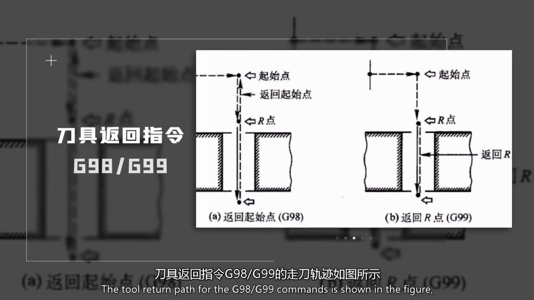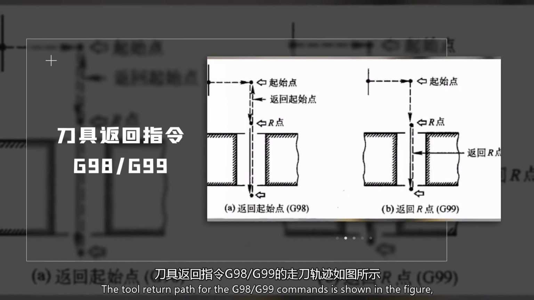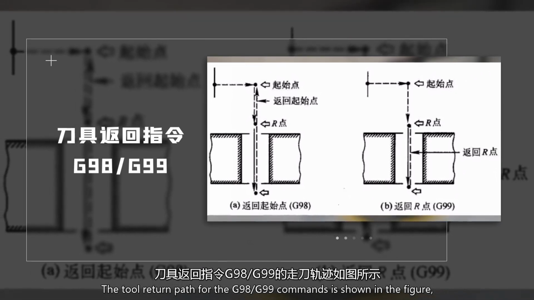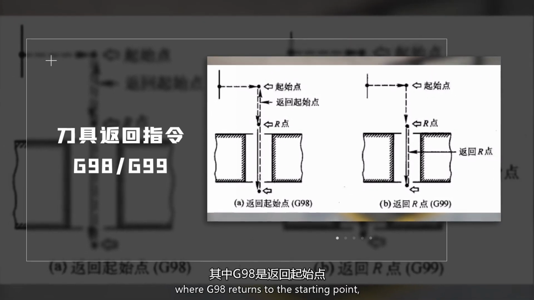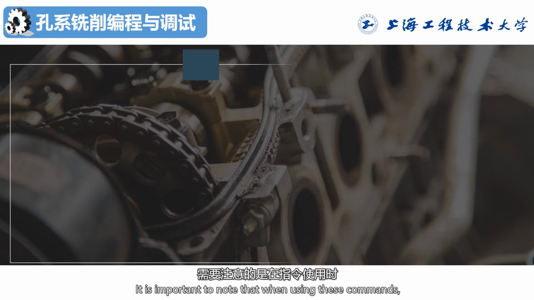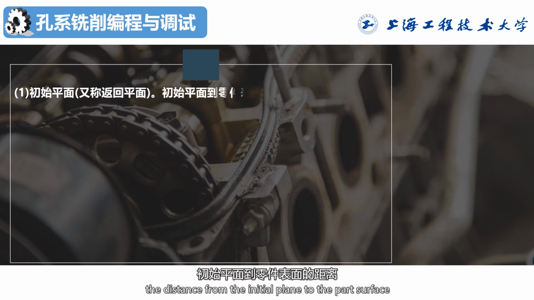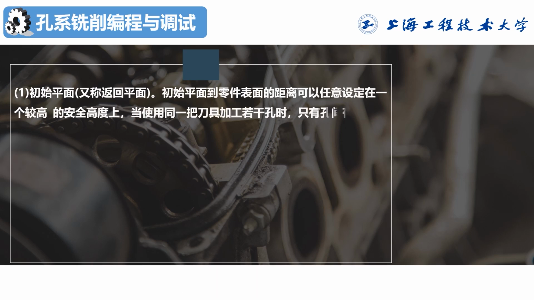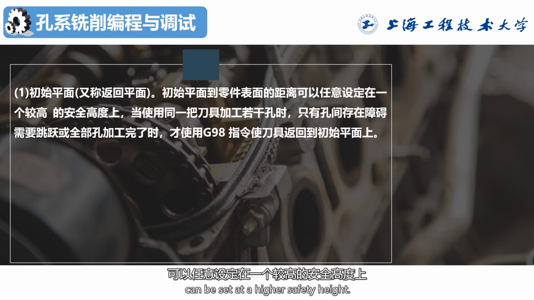The tool return path for the G98 or G99 commands is shown in the figure, where G98 returns to the starting point and G99 returns to the R point. It is important to note that when using these commands, the distance from the initial plane to the part surface can be set at a higher safety height.